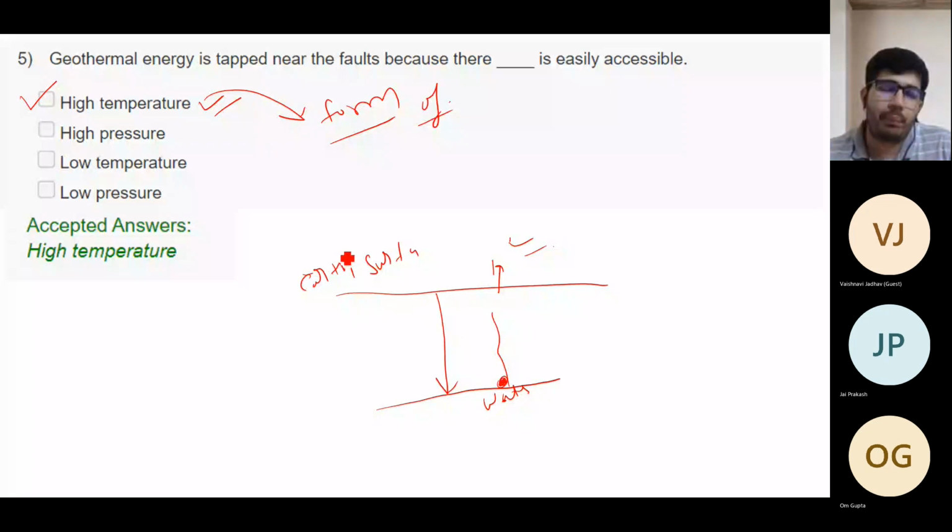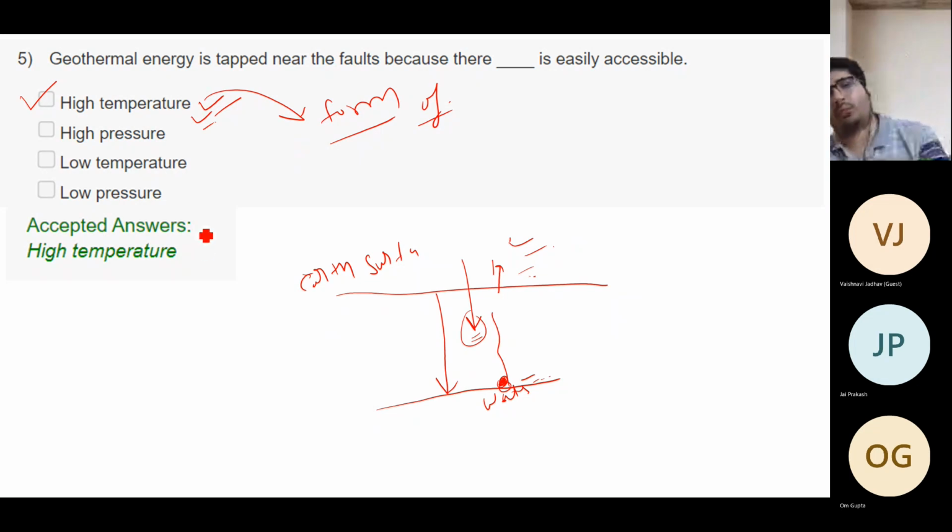So pressure is not playing a part. Pressure is playing a part if there are no faults. Once you have developed a fault, or you have tapped a hole, then it's fine. From that area, you will install some pipes, and through those pipes the steam or hot water will come out. So pressure is not playing an important role. It only plays an important role when you are digging that hole. But for energy conversion, we need high temperature. That is the main requirement. The question is only that.